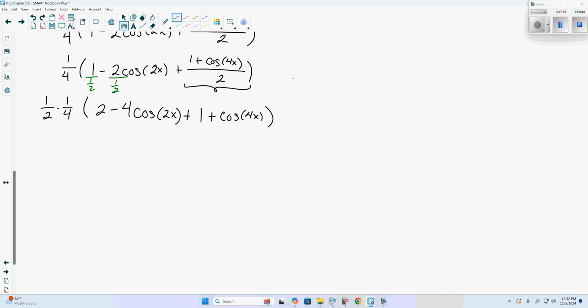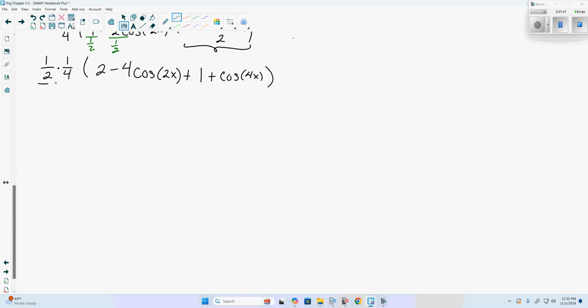We have some last two things. 1/2 times 1/4 is 1/8. 2 plus 1 is 3, minus 4 cosine of 2x plus cosine of 4x.